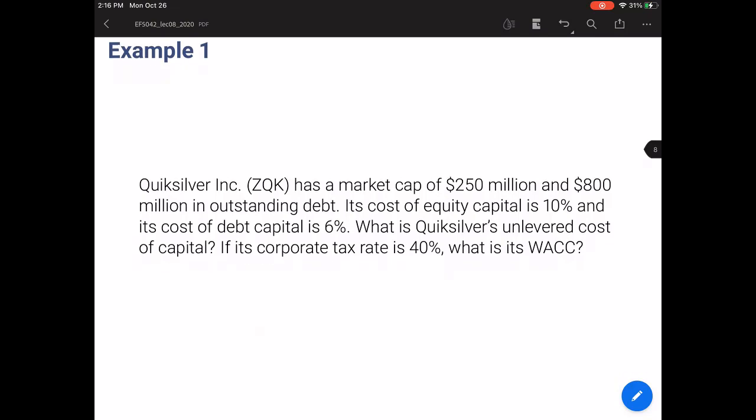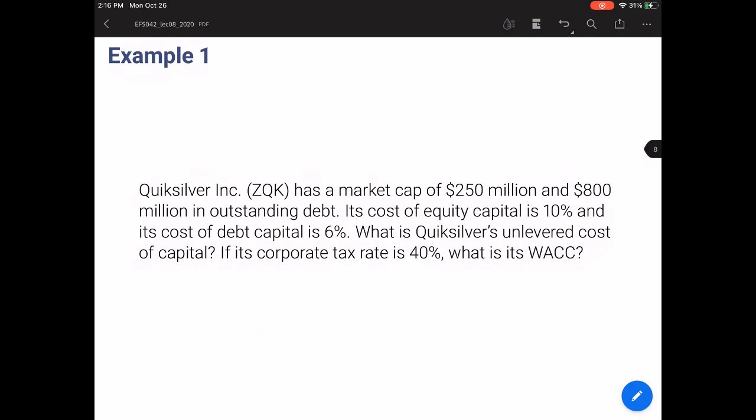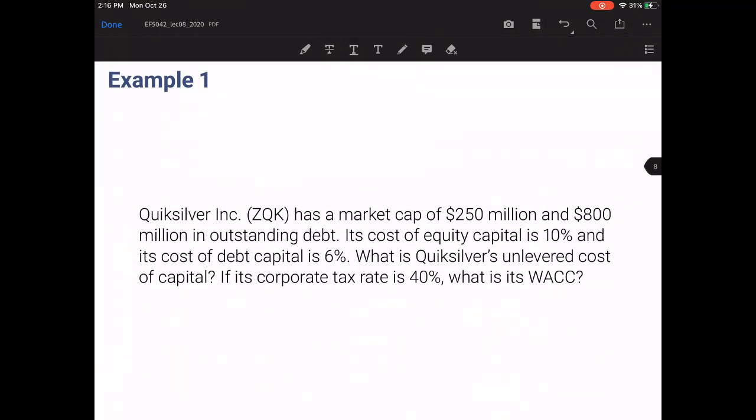Okay, so in the first example, let's assume that we have a company named Quicksilver. Let's call that ZQK. And they have a market cap of $250 million. So that means the equity side of the firm is valued at $250 million and $800 million of debt outstanding. So you can think of the debt being valued at $800 million. So let's write our assumptions down here using some variables. So we're assuming that E is equal to 250 million, and the debt of Quicksilver is 800 million.